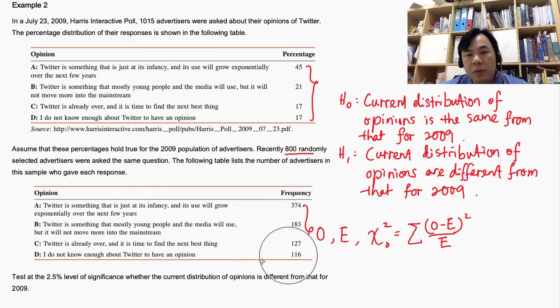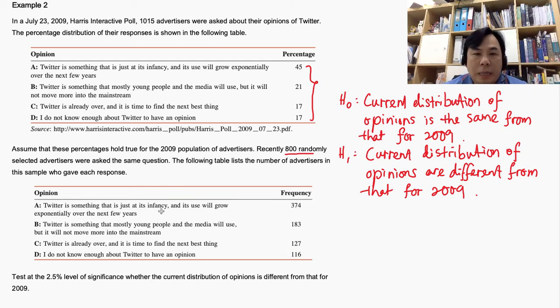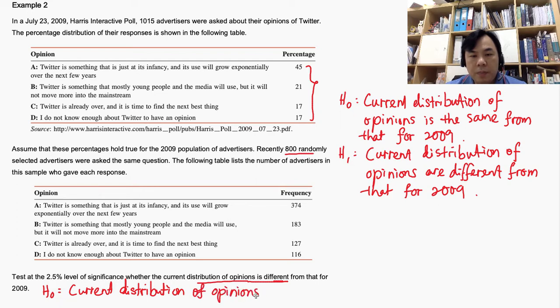Now I'm going to erase this. I'm going to show you what we are having. So I'm going to remove this statement here. I hope that you can actually refer to this statement over here, more or less the same. So maybe I'll just write it down here just for reference: current distribution of opinions remain the same from that for 2009. So that's for reference then.